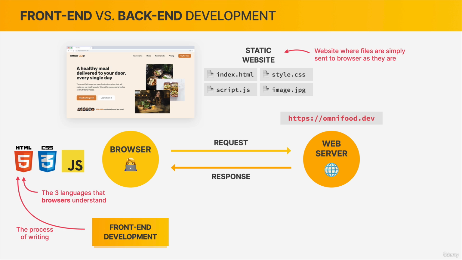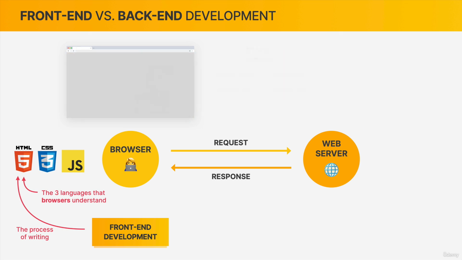And so now let's take it one step further and talk about something called back-end development. So let's try another example here. And this time, let's try to understand what would happen when we try to access a website like udemy.com. So once again, the first step is that a request is sent to the web server where udemy.com is hosted. Now, why is a website like Udemy so different from something like the static OmniFood website that I showed you earlier?